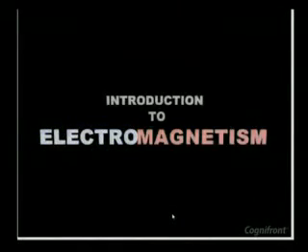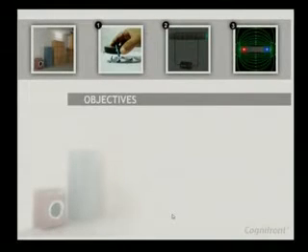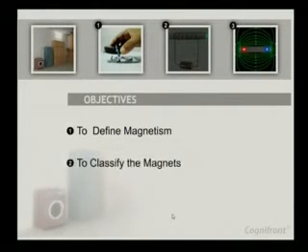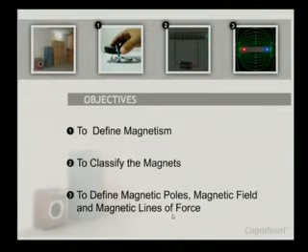Introduction to electromagnetism. The objectives of the session are to define magnetism, to classify magnets, and to define magnetic poles, magnetic field, and magnetic line of force.